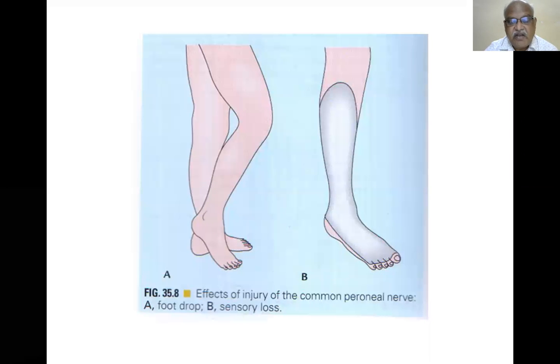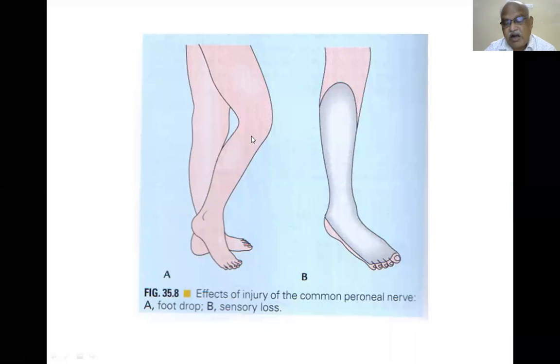So this is the effect of injury of common peroneal nerve. A, foot drop. B, sensory loss in that area. This colored one, blue colored one, is sensory loss. And foot drop will occur because normally the foot is like this, but in common peroneal nerve injury, foot drop will occur.